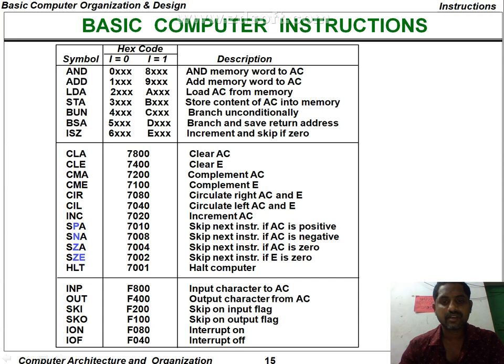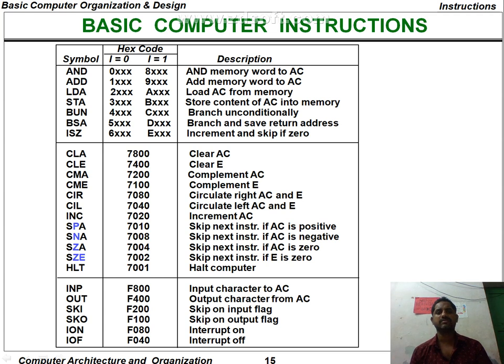INP is input character to accumulator. OUT is output character from accumulator. SKI skip on input flag. SKO skip on output flag. ION interrupt on. IOF interrupt off. So these are the different types of basic computer instructions, that is AND, ADD, LDA, STA, BUN, BSA, ISZ, CLA, CLE, CMA, CME, CIR, CIL, INC, SPA, SNA, SZA, SZE, HLT, INP, OUT, SKI, SKO, ION, IOF.